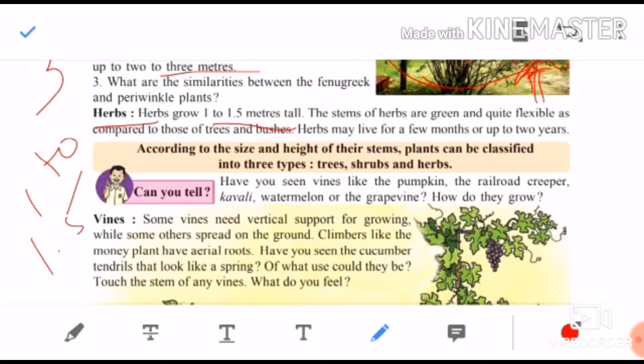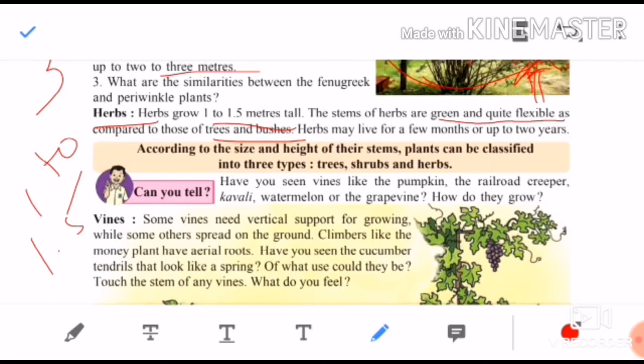The stems of herbs are green and quite flexible. Children, the stems of herbs are green in color and they are quite flexible. Flexible means they can be moved. They can be easily broken, as compared to trees and shrubs. If you touch a tree's stem, it is very hard. You cannot break it, yes or no? But herbs' stems are green in color and flexible.